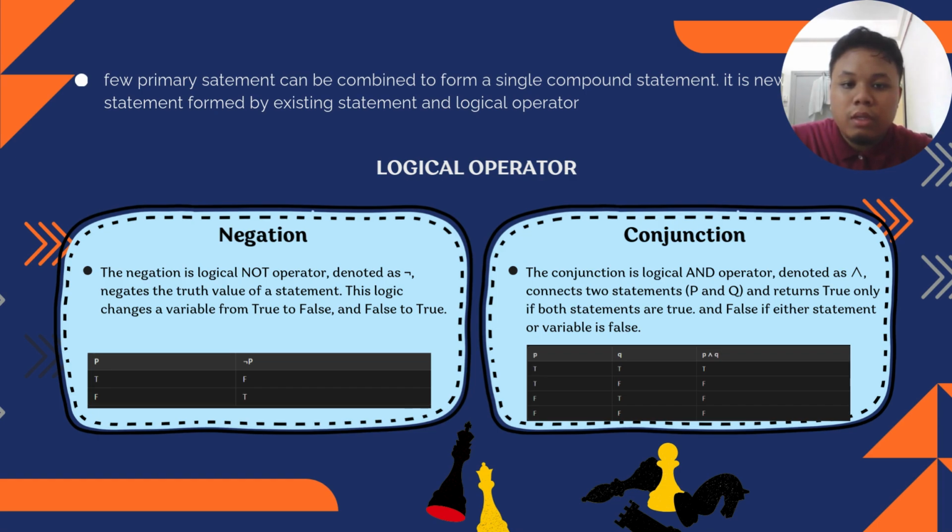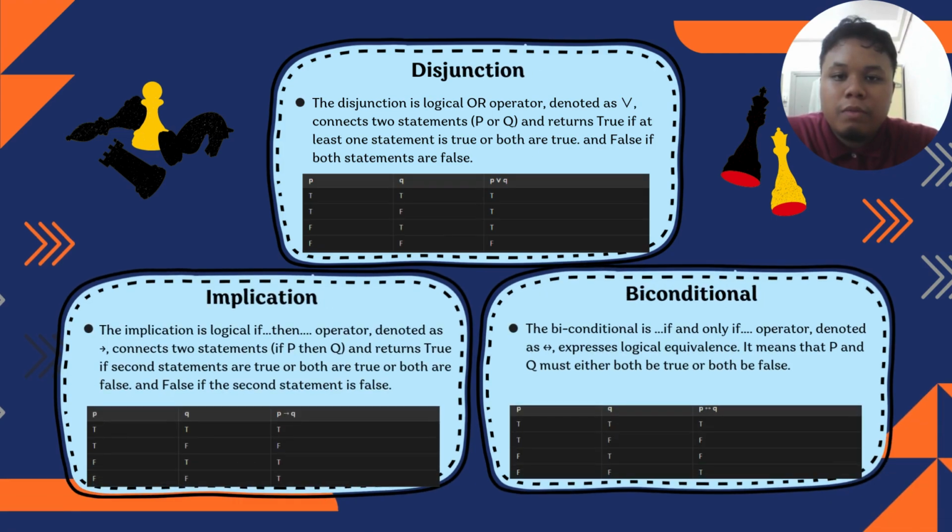And you can look at the table in the slide. The example provides P and Q, and there is the answer for the conjunction. And we go to number 3, the disjunction. The disjunction is a logical operator denoted by the V symbol, connecting statements P or Q, and returns true if at least one statement is true or both are true, and false if both statements are false. And you can look at the example on the slide. You provide P and Q and the answer you can look.